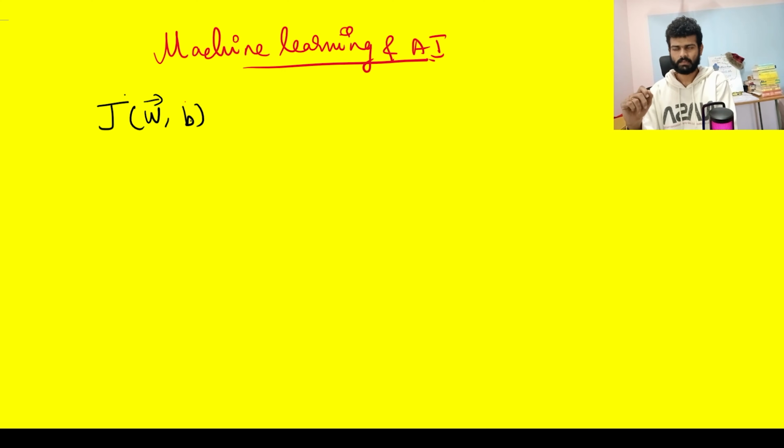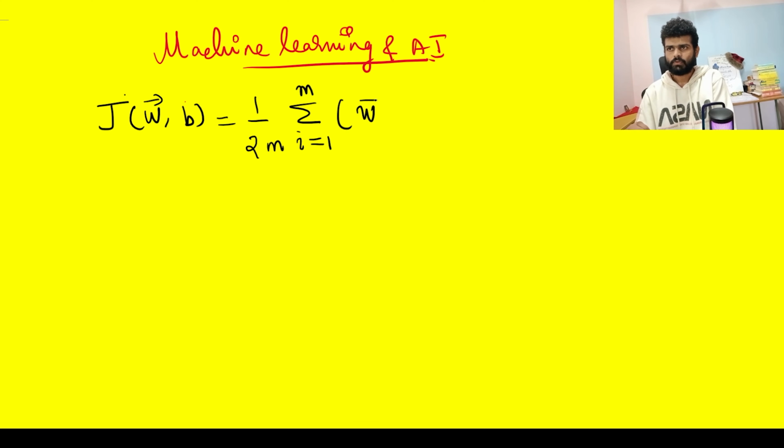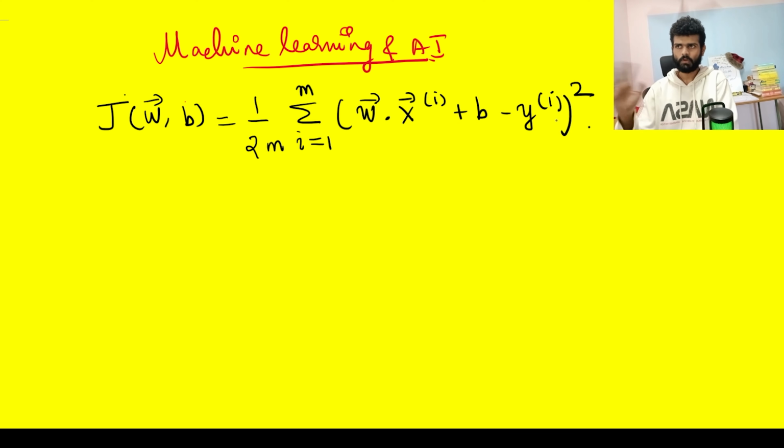W is the vector, b is a scalar, and this is 1 by 2m, summation i = 1 till m, (W dot xi plus b minus yi) the whole square. Okay, so this is the dot product, and there are m vectors.